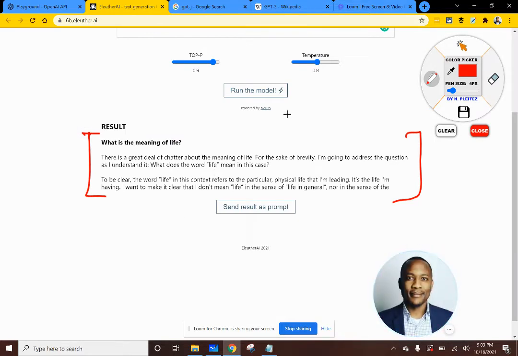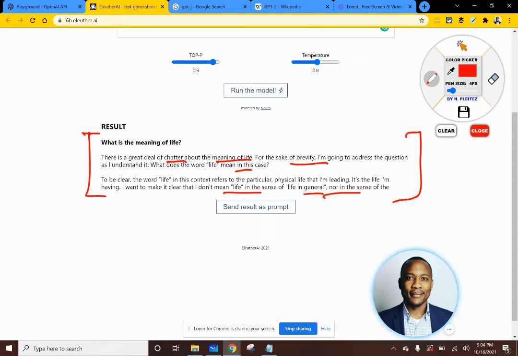There is a great deal of chatter about the meaning of life. For the sake of brevity, I'm going to address the question as I understand it. What does the word life mean in this case? To be clear, the word life in this case refers to a particular physical life that I'm leading. It's the life I'm having. I want to make it clear, I don't mean life in the sense of life in general.